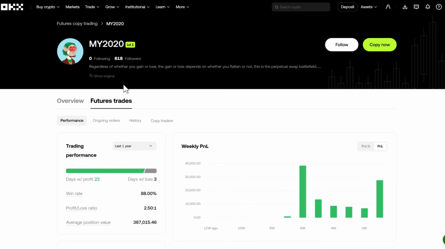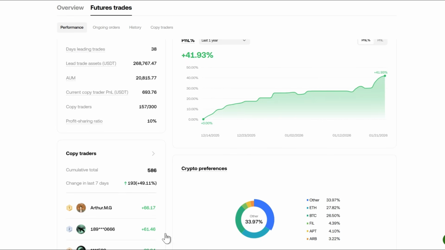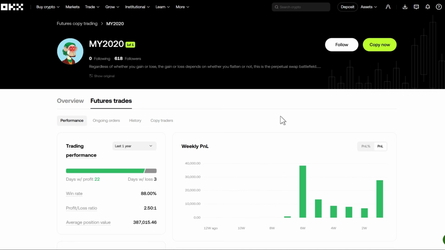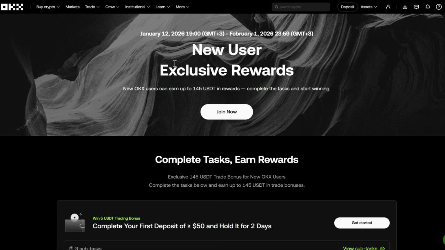This is what the trader earns from your profits. Trader description. Some traders actually explain their strategy here, which can give you good insight into how they trade. Take your time here and check carefully the statistics and what kind of trader you're copying, since you're trusting this person with your money.